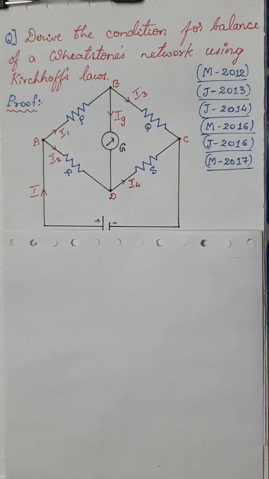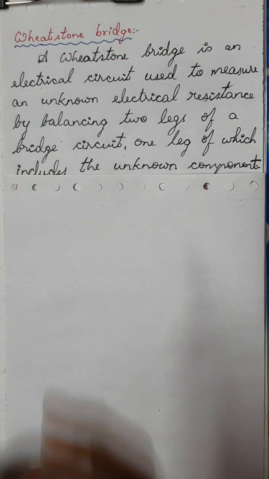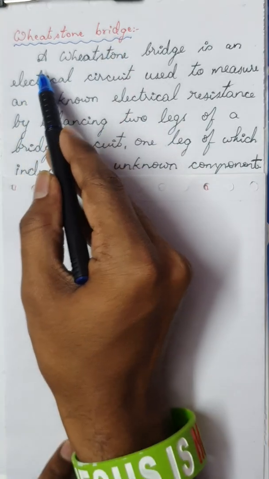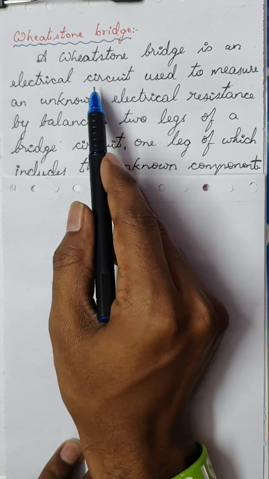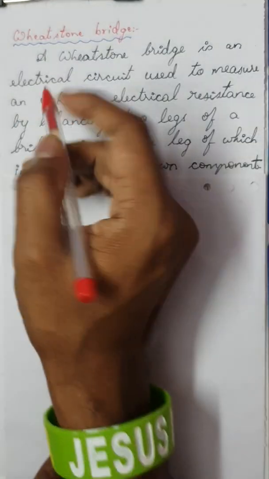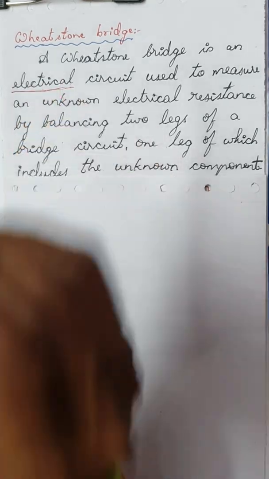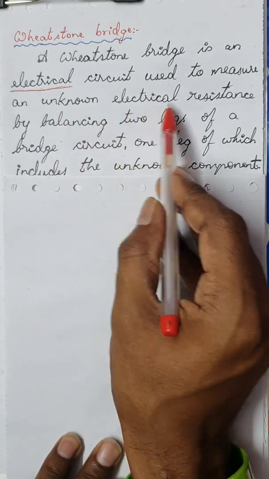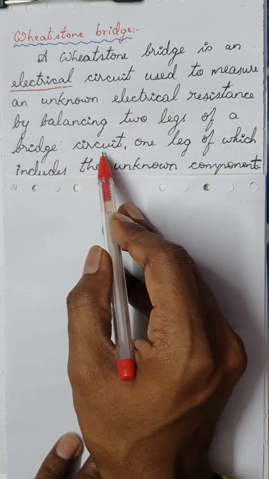Let's go to the basics of the question. What is a Wheatstone bridge or Wheatstone network? Everything is the same. A Wheatstone bridge is an electrical circuit. Remember, it is an electrical circuit. Why do we need this? It is used to measure an unknown electrical resistance by balancing 2 legs of a bridge circuit.